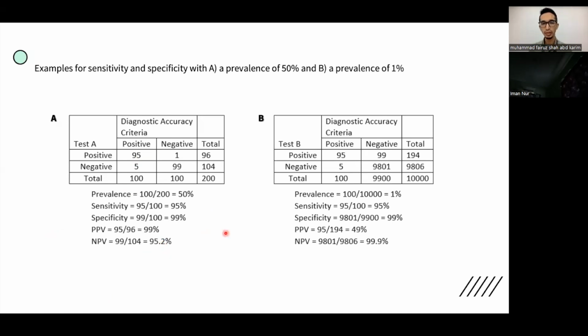Okay, the same example is given in B, where we are talking about prevalence, sensitivity, and specificity, which are more or less about the same.